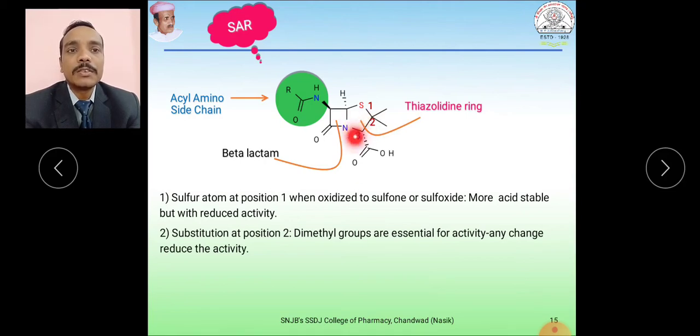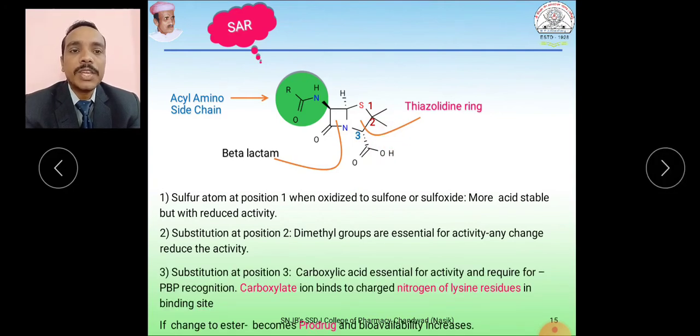Third position, this is a chiral carbon which contains COOH. So here carboxylic acid is again essential for activity and required for penicillin binding protein recognition. This is very important for target binding. This carboxylate ion binds to the charged nitrogen of lysine residues which are present in a binding site. So if changed to the ester, that becomes a prodrug and bioavailability increases. So we can make a change over here only to convert to the ester.